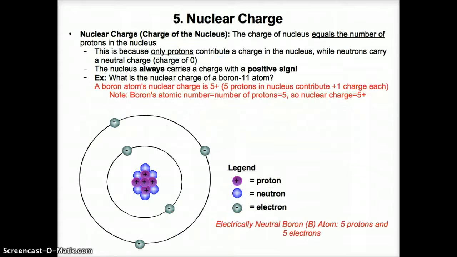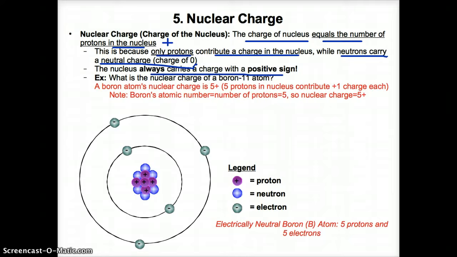Next, let's discuss the nuclear charge, or the charge of the nucleus. The nuclear charge equals the number of protons in the nucleus with the plus sign following it at the end. This is because only protons contribute a charge to the nucleus, plus 1 charge each, while neutrons carry a neutral charge, or charge of 0. So they contribute basically nothing to the nuclear charge. Since only protons in the nucleus contribute a charge, the nucleus always carries a charge with a positive sign.